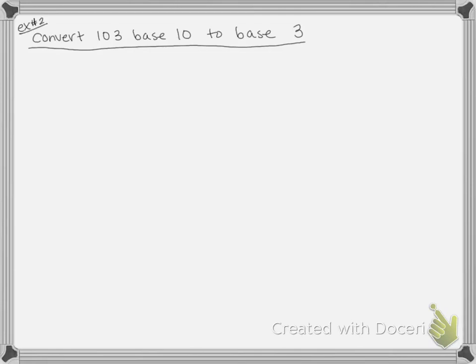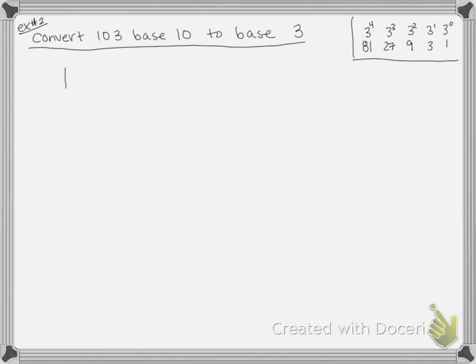And this is base 3, so we want to write these out like we did before. 3 to the 0 is 1, 3 to the 1 is 3, 3 squared is 9, 3 cubed is 27, 3 to the 4th is 81. Okay, so I'm going to leave my little chart here because it's going to be used for reference all the way down. I stopped at 81 because 81 is the biggest power of 3 that's going to go into 103.